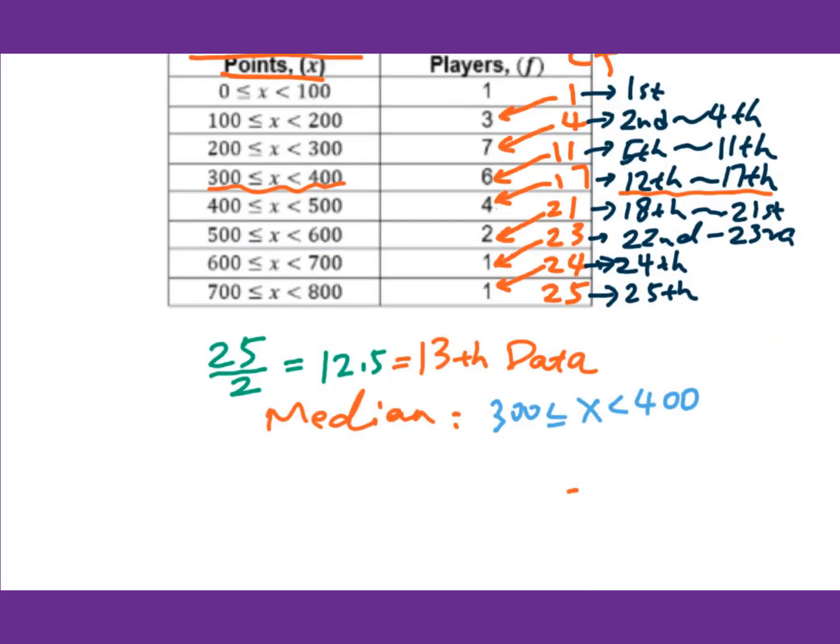Mode, you need to use the frequency. So for the mode, look at the highest frequency, 7. Therefore, the mode is x greater than or equal to 200, less than 300.